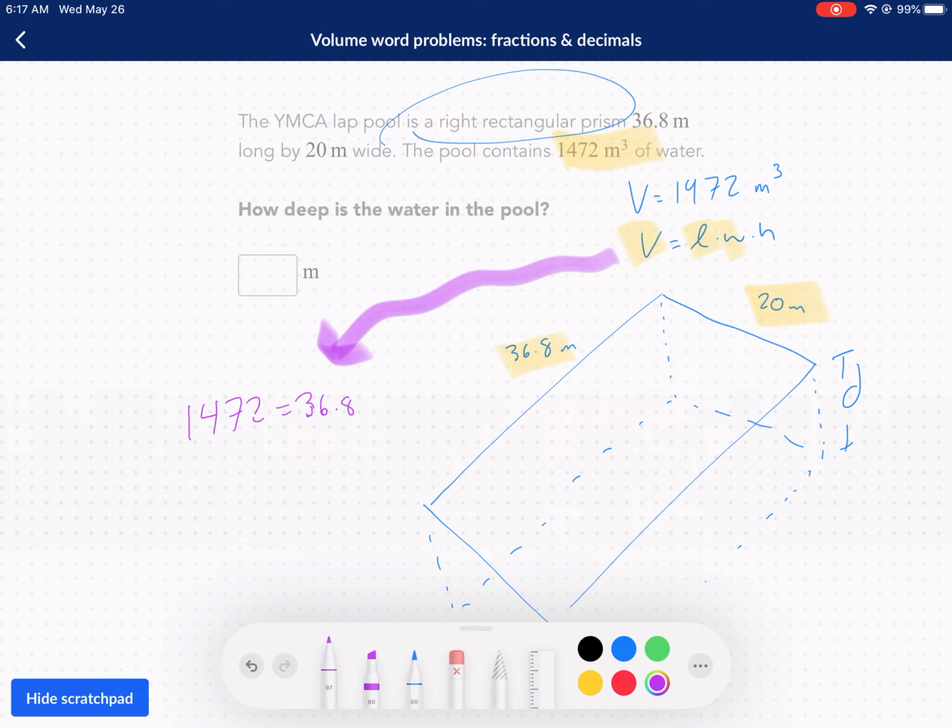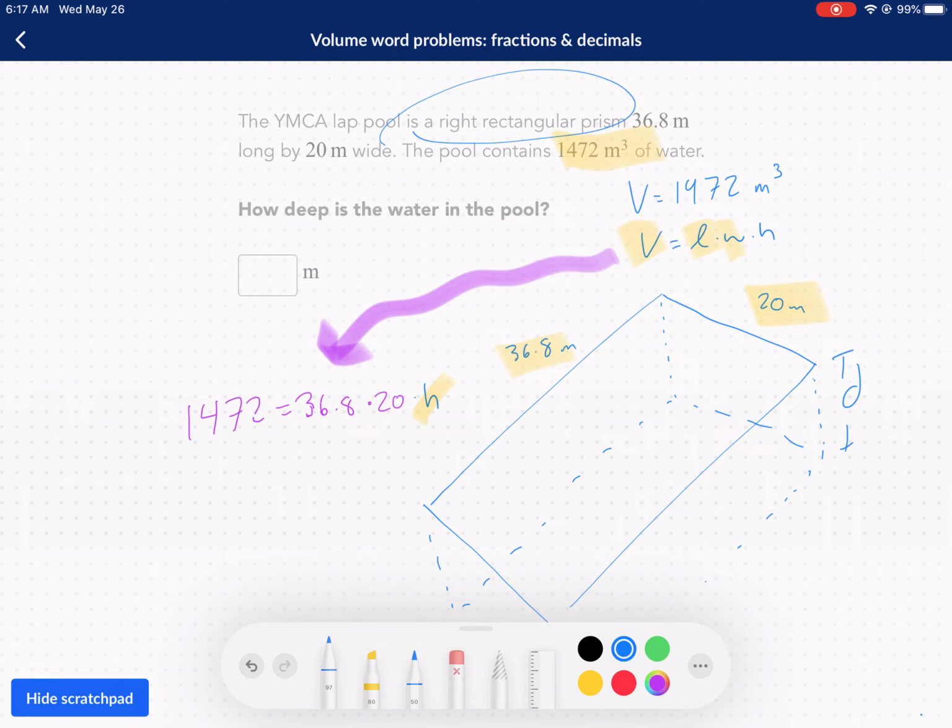Okay, my pencil, there we go. Times 20 times our height, which we don't know. That's what we're looking for. I'm going to highlight it so you know what we're looking for. Okay, what we're going to do here is we're just going to solve for h. So I'm going to do 36.8 times 20 first.